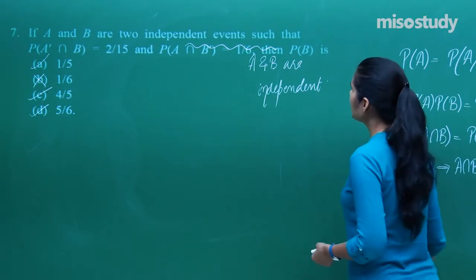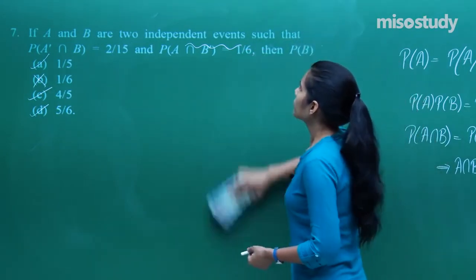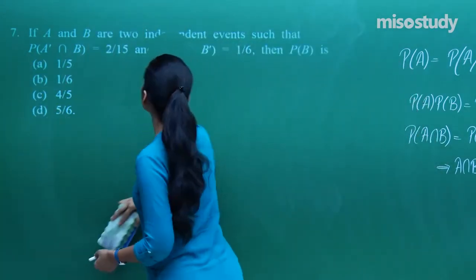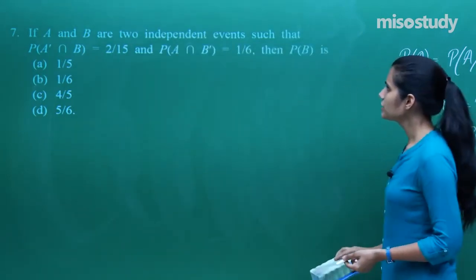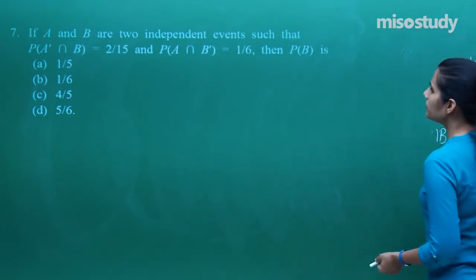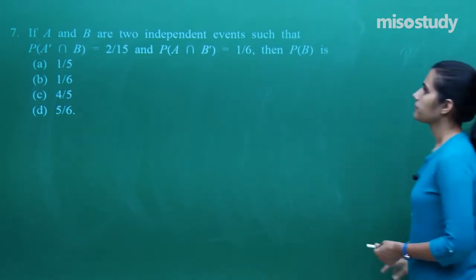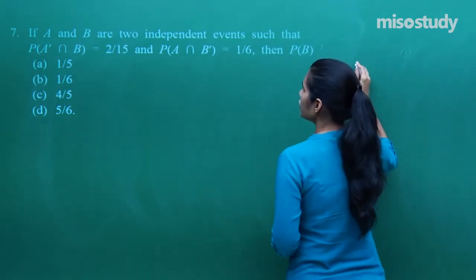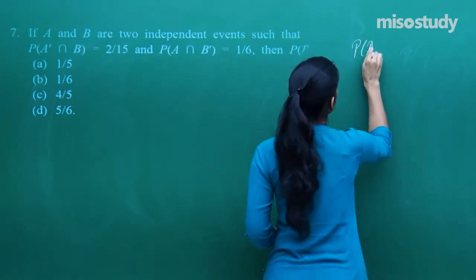If A and B are two independent events such that probability of A dash intersection B is 2 by 15 and probability of A intersection B dash is 1 by 6, then what is probability of B? Let's see. Okay. Now over here, probability of A dash intersection B.